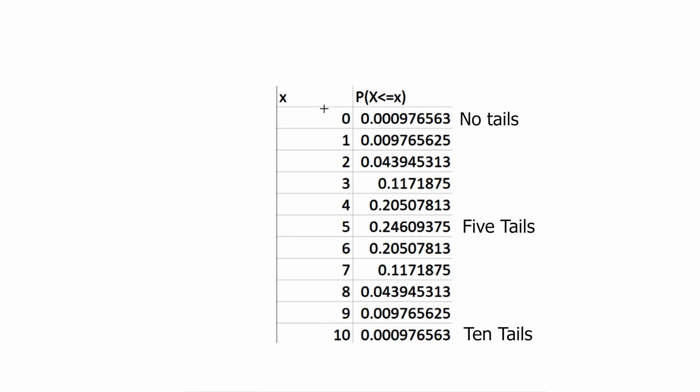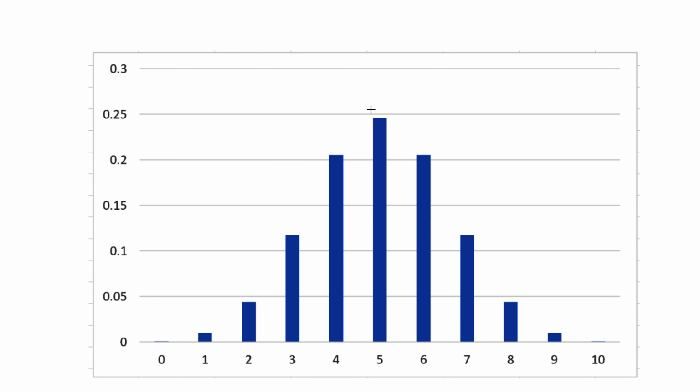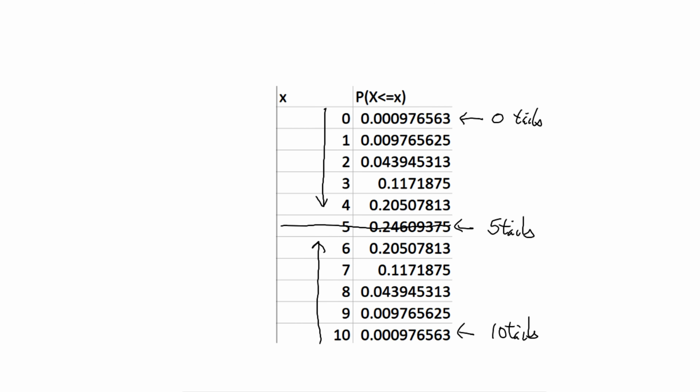Let's have a look at this graphically. So this is my values here. So we've got 0, 1, 2, 3, 4, 5, 6, 7, 8, 9, 10. Those are the number of tails. And this is my probability of that actually happening. So as we can see here, 5 is the most common thing to happen. It's got just under a 0.25 probability. In fact, the actual value here, we've got 0.246. So to 2 decimal places, it's a quarter probability.